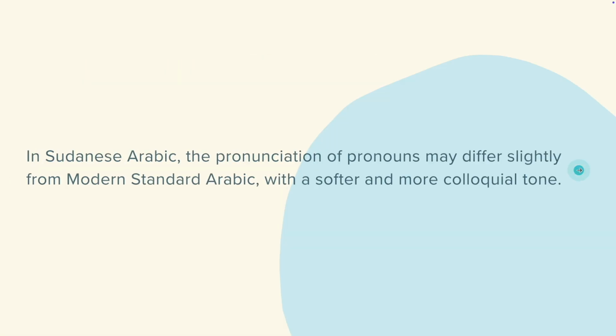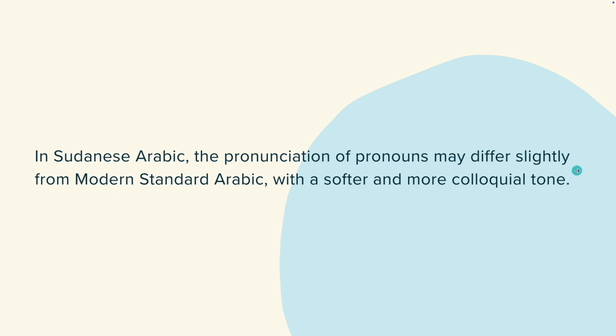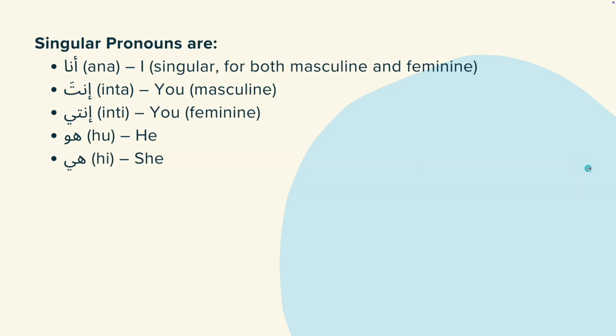In Sudanese Arabic, the pronunciation of pronouns may differ slightly from modern standard Arabic with a softer and more colloquial tone. Singular pronouns are ana, meaning I, and that is I as a man or I as a woman. Both would be ana. Then we have inta, meaning you, male. Inti, meaning you, female. Who, meaning he, or he, meaning she.